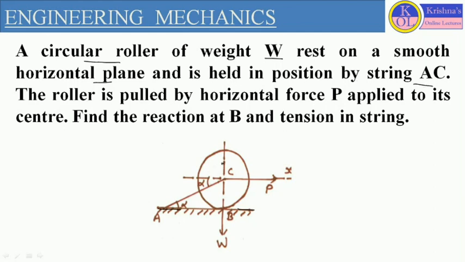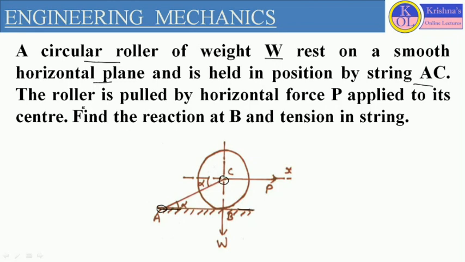one string AC. So here if we consider C is the center, this particular C is the center of this roller. So from point C, we will attach one string and another end of the string is connected with another point A. So this AC is representing a string.